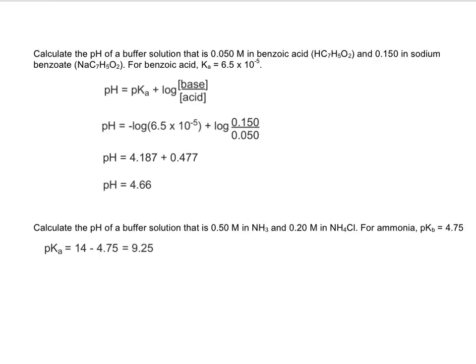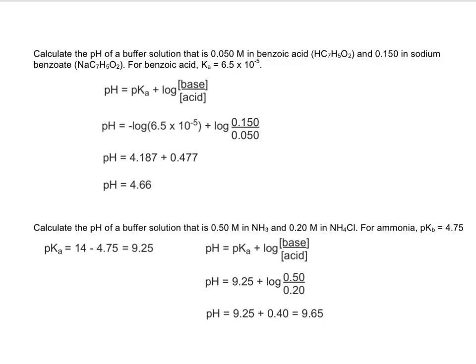9.25. Okay, and then if we plug that into our equation with the acid and base concentrations, we get pH is equal to 9.25 plus the log of 0.50 over 0.20, right? And that's because NH3 is a base, and then its conjugate acid is the ammonium chloride. Okay, so we get that equals 9.25 plus 0.398, and we get a pH of 9.65.